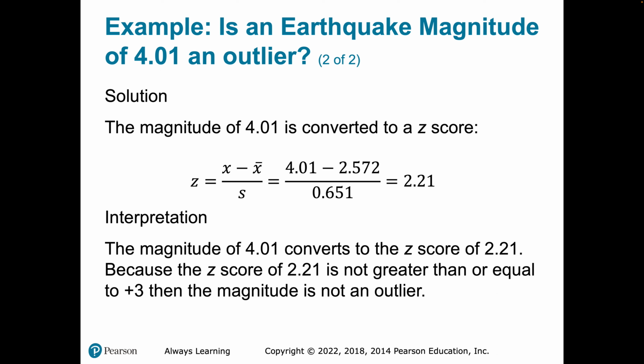Well, calculate the z-score. So I take 4.01 minus the mean divided by the standard deviation. I get 2.21, so that tells me that a magnitude earthquake of 4.01 is 2.21 standard deviations above the mean. This is not greater than 3, so the magnitude is not an outlier.